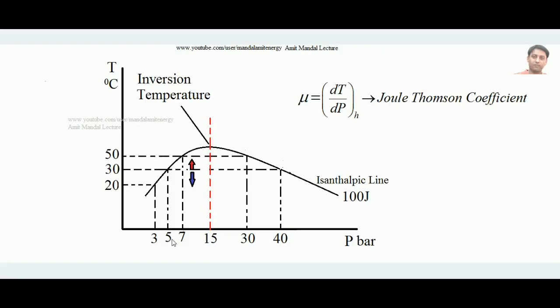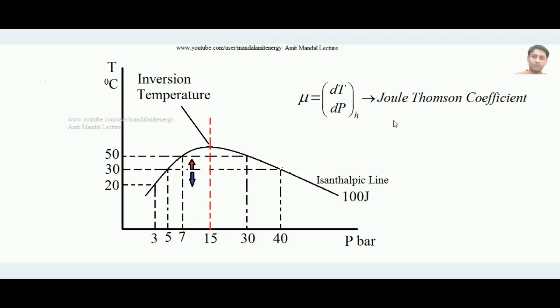And in case the throttling process is happening purely to the left of this line, suppose the gas is at 7 bar, temperature 50 degrees, and it is throttled to 5 bar, temperature 30 degrees. So it will always cool down in case the throttling process is carried out toward the left hand of this red line, the inversion temperature line. And in case the gas is throttled from the right hand side of this line toward the left hand side, then it depends. You can see if it is throttled from 40 bar to 7 bar, the temperature is rising. And in case the same gas is throttled from 40 bar to 3 bar, the temperature is falling. So this is what the Joule Thomson effect is.